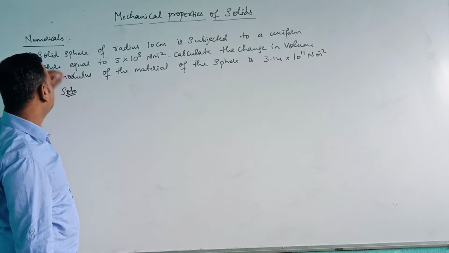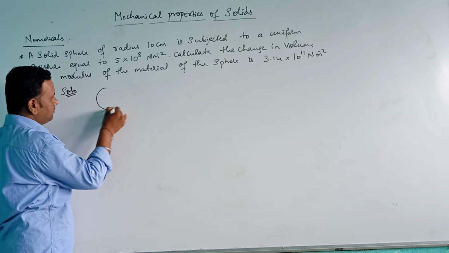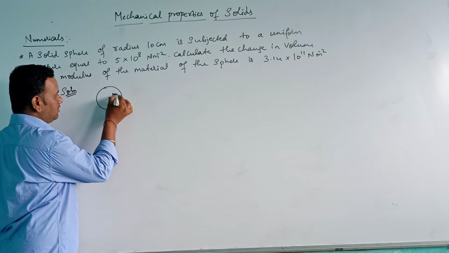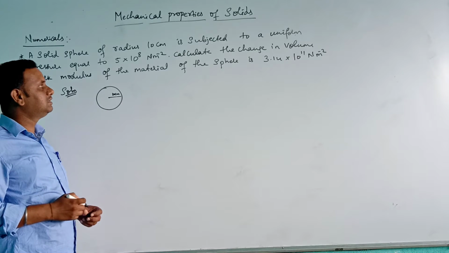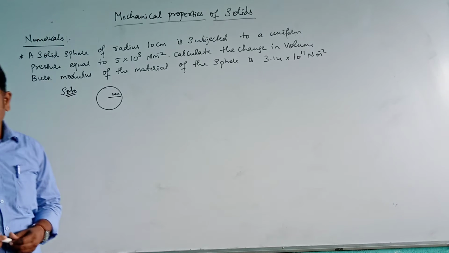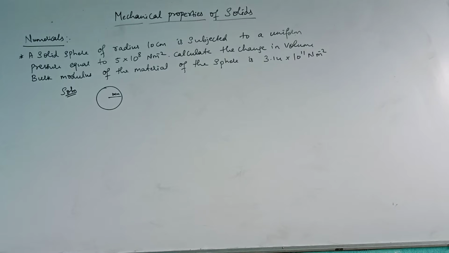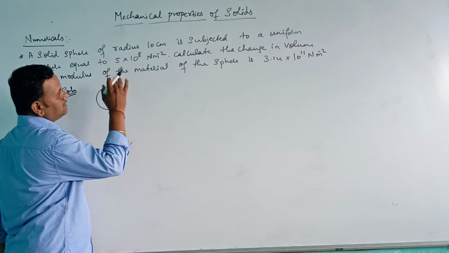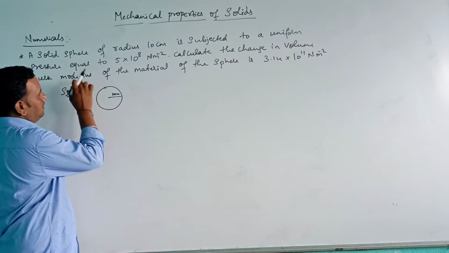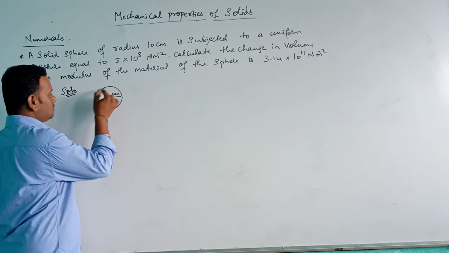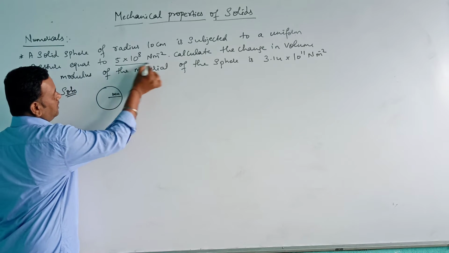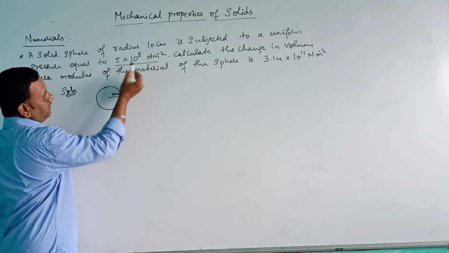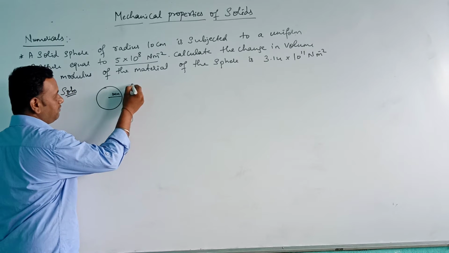The question is that there is a solid sphere of radius 10 centimeter, subjected to a uniform pressure. So how much pressure is being applied on this solid sphere? 5 into 10 to the power of 8 Newton per meter square. So let us first write the given data here.